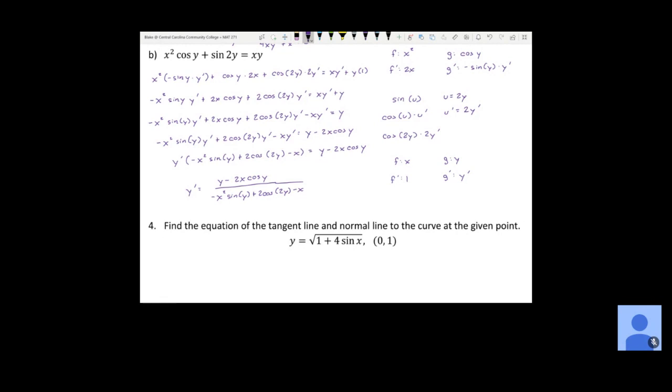So again, just keep in mind, key to these problems, make sure you recognize when you have a product, when you have a chain, things like that. And also remember that anytime you're taking the derivative of a y term, you have to have that y prime as part of that derivative.